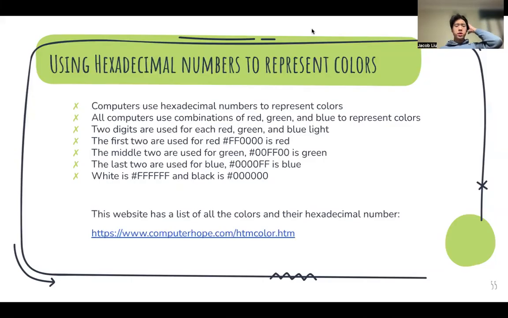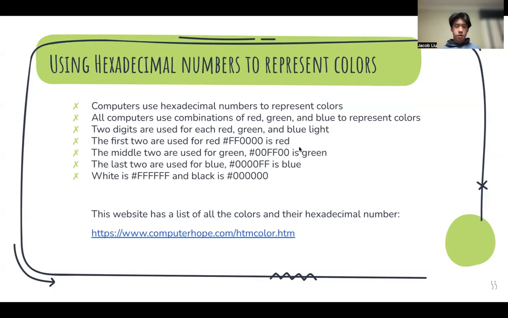Okay, now on to the final topic today. Using hexadecimal numbers to represent colors. So computers use hexadecimal numbers to represent colors. Why is this? It's because with hexadecimal numbers, you can make a large number represented in the fewest amount of digits. So computers use a combination of red, green, and blue light to make colors, basically.